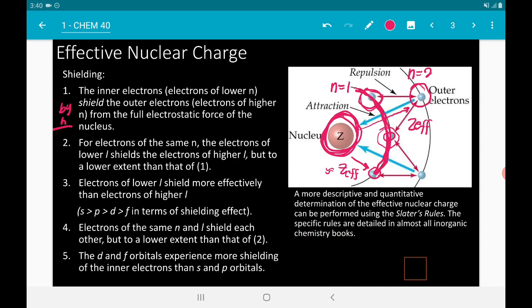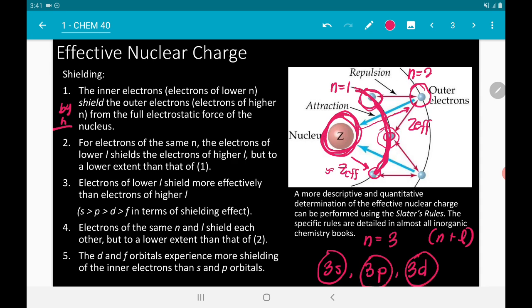For example, you have N equals 3. So, ang N equals 3, meron siyang 3S, 3P, and 3D. Okay? So, alam natin na yung 3S, it has a lower N plus L. So, di ba meron tayong N plus L rule. Okay? So, kapag mas mababa yung N plus L mo, mas mababa yung energy mo. Okay? So, this has an N plus L of 3. This has an N plus L of 4. This is an N plus L of 5. So, ibig sabihin, pinakamalayo sa nucleus si 3D, sumunod si 3P, sumunod si 3S. So, si 3S yung pinakamalapit sa nucleus.